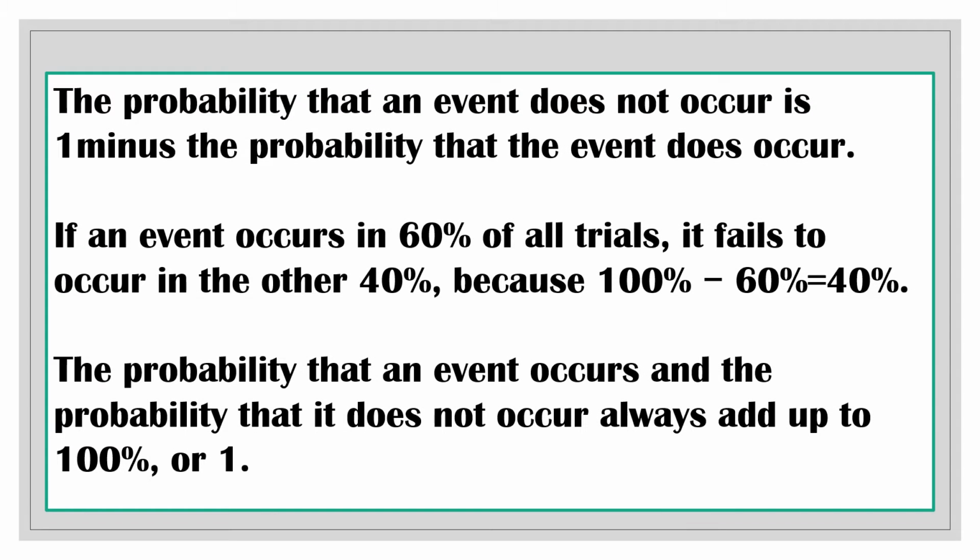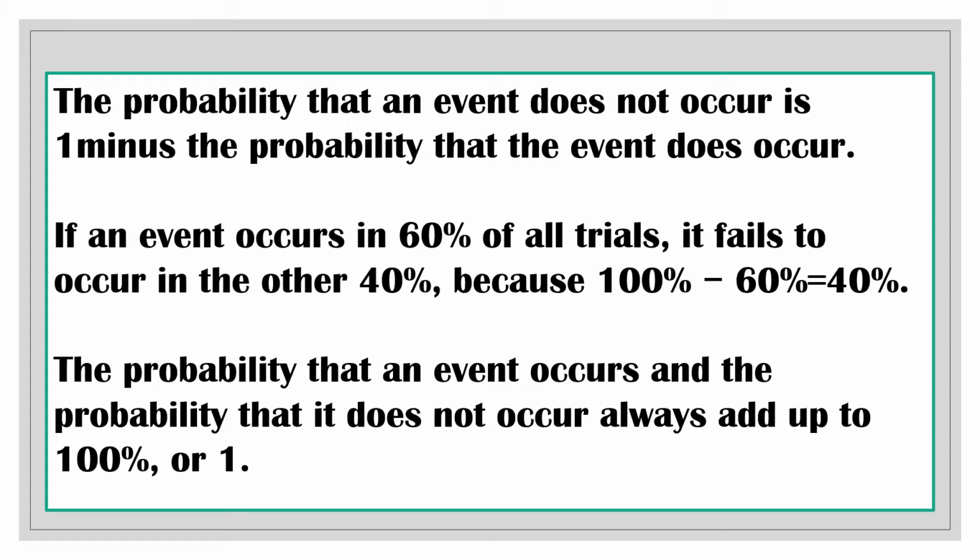For you to understand this lesson very well, let's read and understand this explanation about the probability that an event does not happen. The probability that an event does not occur or happen is 1 minus the probability that an event does occur or happen. So this is talking about the two outcomes: the event does not happen and the event does happen.